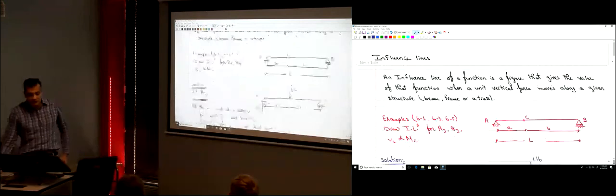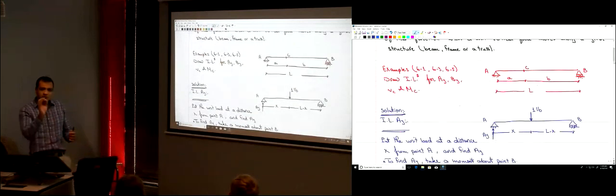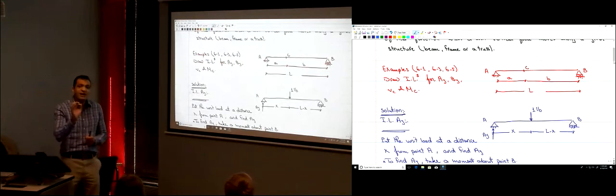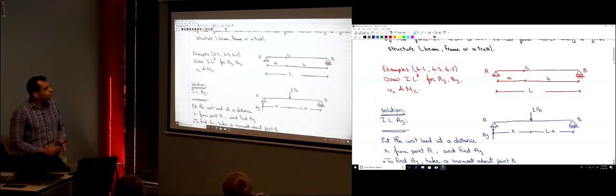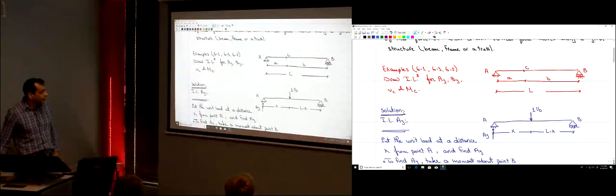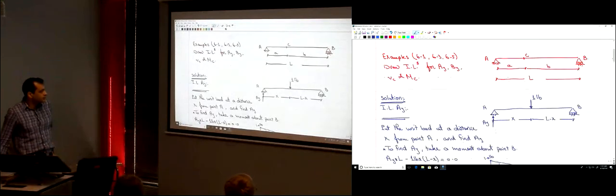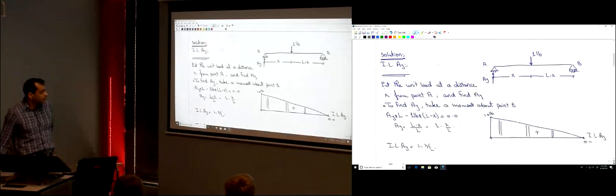And we started doing this. What's an influence line? It's a figure that represents the value of that function when a unit vertical load is moving along that structure, okay? So we started doing this for a simple beam. We started drawing the influence line for AY. So we put one unit load at a distance x from the support A here, okay?